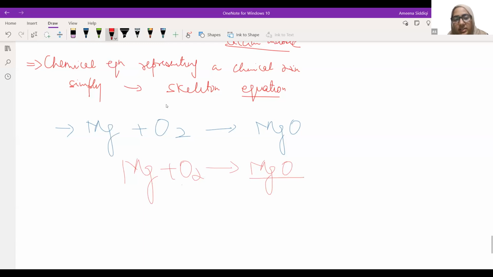This is oxygen and this is magnesium. These two being the reactants, this being the product.